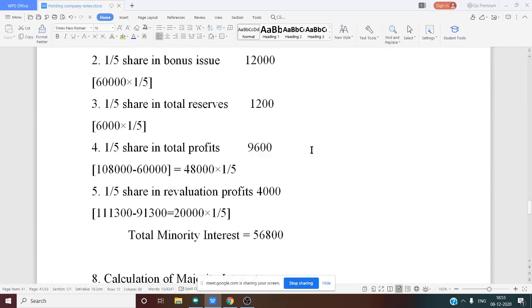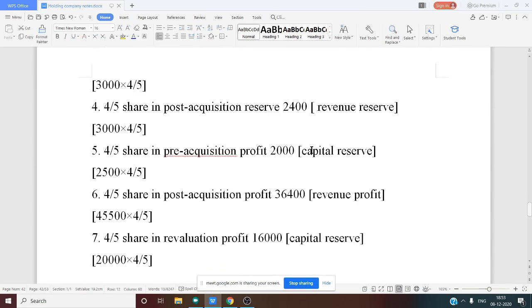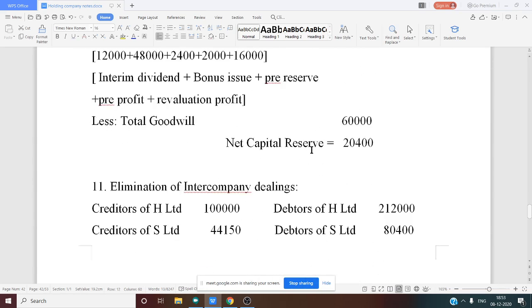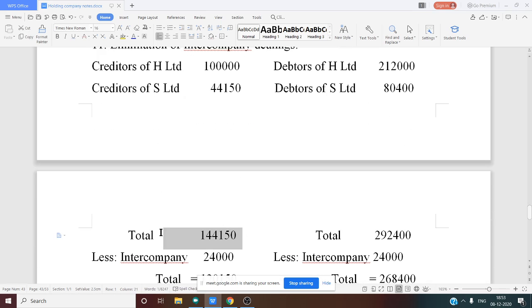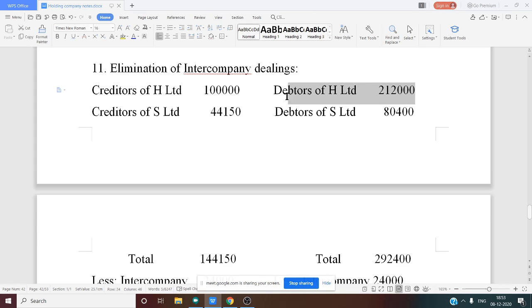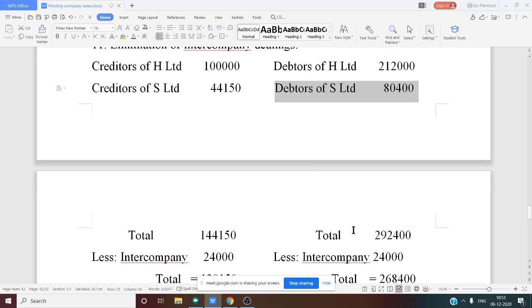So first thing we want to do here, we want total creditor and total debtor. Creditor of H Limited given in the balance sheet is 1 lakh. Creditor of S Limited given in the balance sheet is 44,150. Total creditor, what is the total creditor? Add both: 1,44,150. Similarly, debtor also we want to do. Debtor of H Limited given in the balance sheet is 2,12,000. Debtor of S Limited given in the balance sheet is 80,400. Total debtor we want.